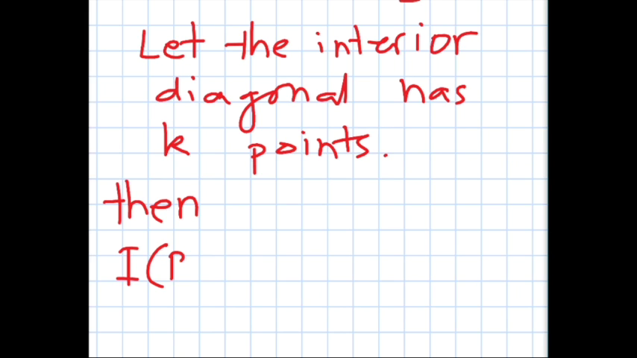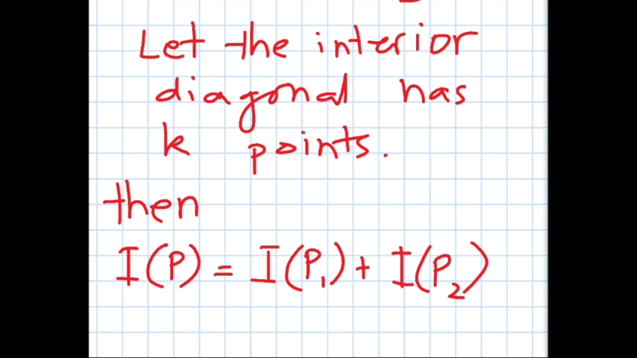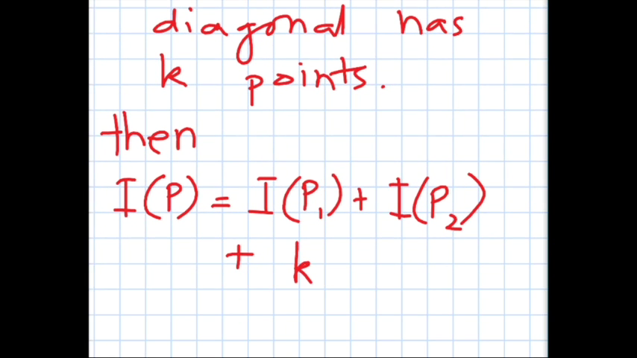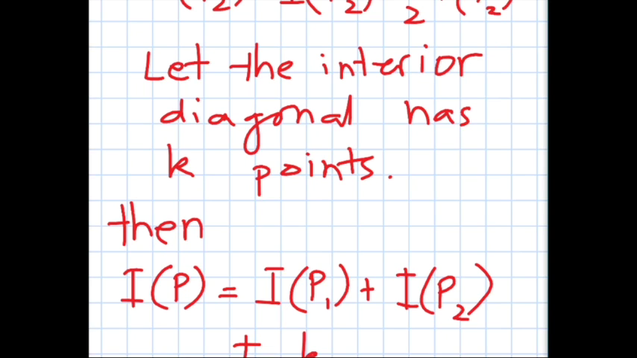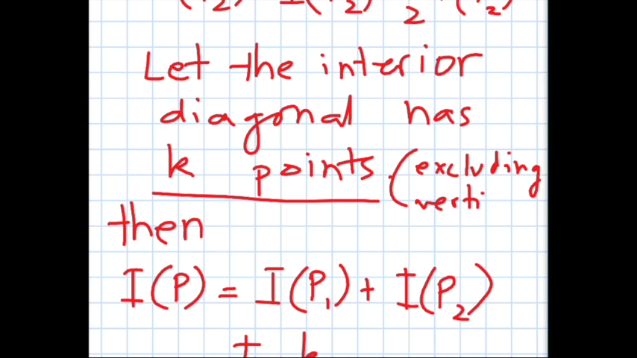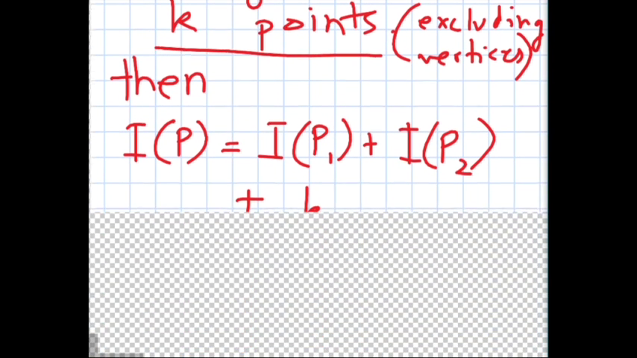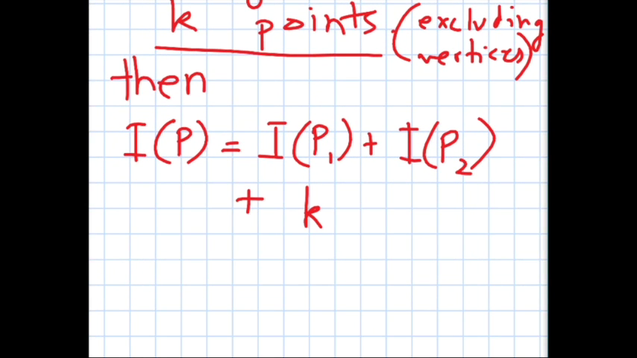So then I of P is what? I of P is all the points interior to P1 plus all the points interior to P2 plus all the points on the diagonal. Note that when we say let the interior diagonal have k points, we are saying excluding vertices. So we have all the points interior to P1 plus all the points interior to P2 plus the points in the diagonal.